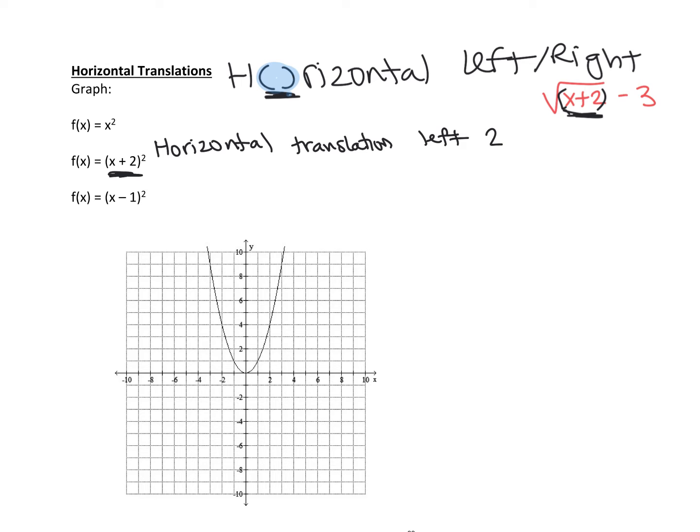If it's positive, it's going to make it go to the left, and if it's negative, it's actually going to make it go to the right. So this one here, we would describe as a horizontal translation or shift to the right 1. And we can graph this pretty quickly.